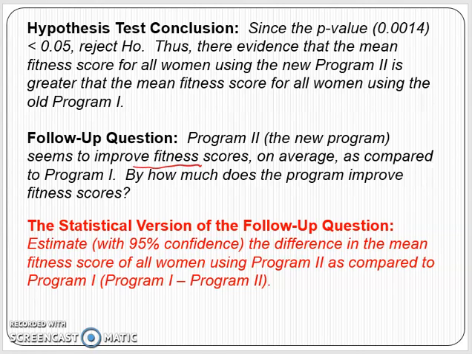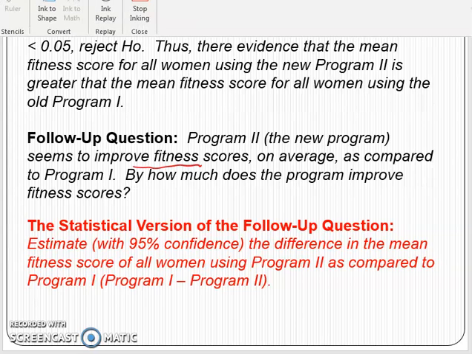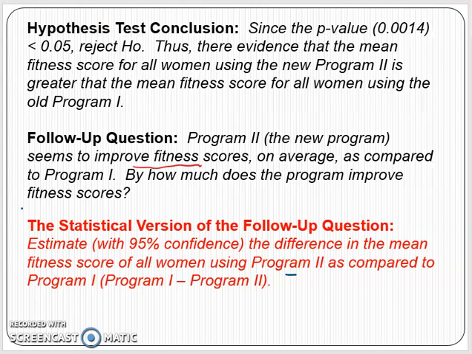So the statistical version of this follow-up question is we're going to estimate with 95% confidence the difference in the mean scores of program 2 as compared to program 1. That's what we're interested in estimating. In other words, mu1 minus mu2, that's the parameter of interest. So that is going to be a confidence interval.